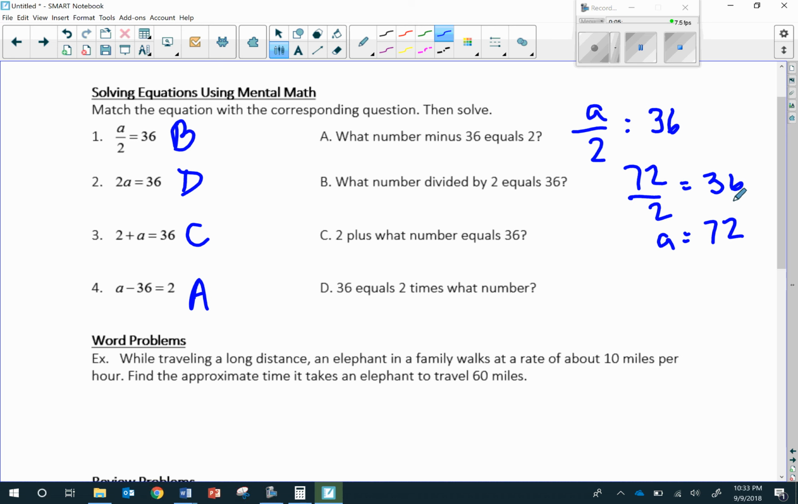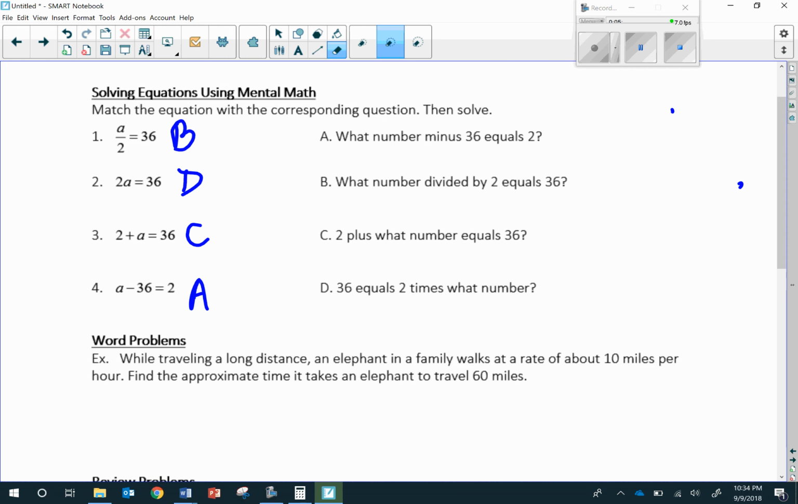If we look at number 2, 2A equals 36. Again, we're asking ourselves 2 times what number does in fact give us 36? And in this case, A will equal 18. I'm going to go ahead and make some more room here. If we look at number 3, 2 plus A equals 36. What number plus 2 is in fact 36? And we know then that A equals 34.